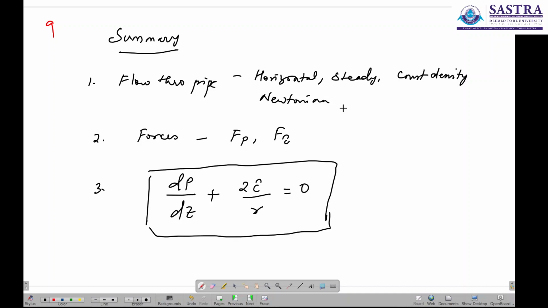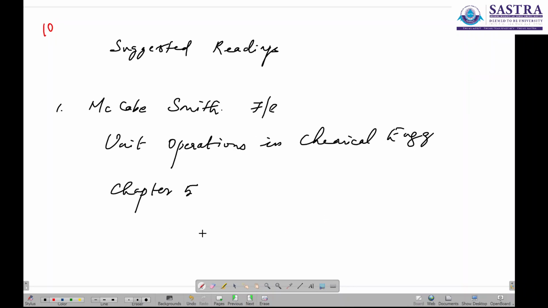Now, this is a differential equation and we need to solve it. Can you think of means of solving this? That's what I want you to do. I'll also suggest some readings for this learning capsule. You can go through this reading and then do it. The suggested readings are there in the slide. I would wish you to go through chapter 5 of McCabe and Smith, Harriott, 7th edition, Unit Operations in Chemical Engineering.